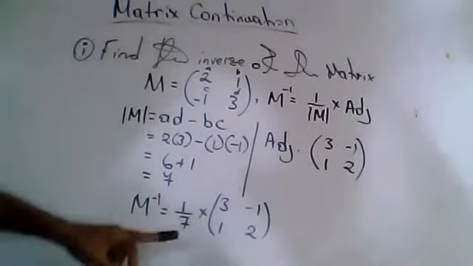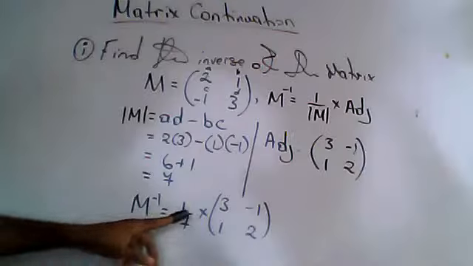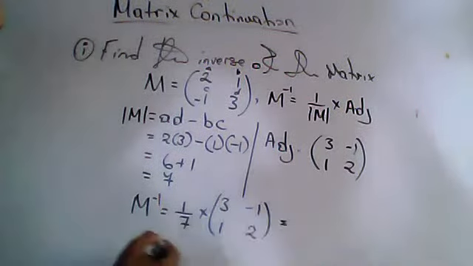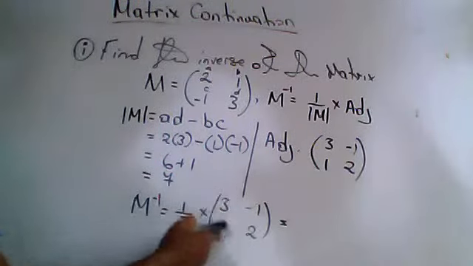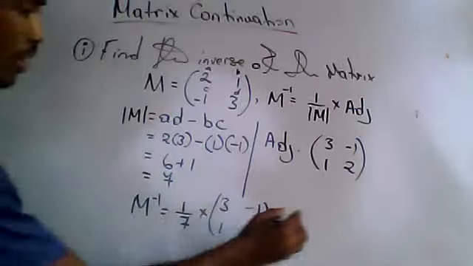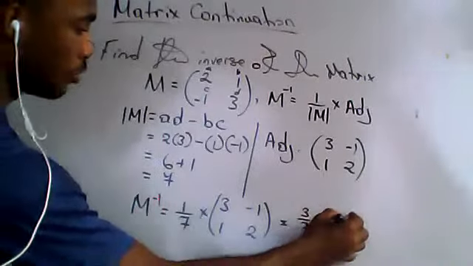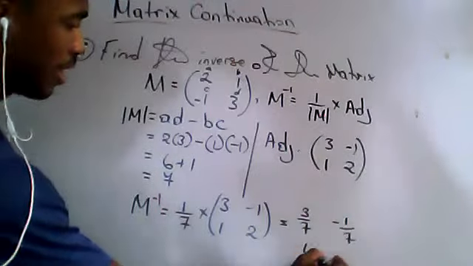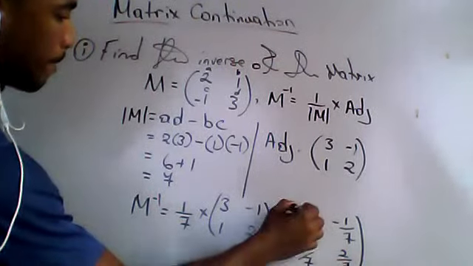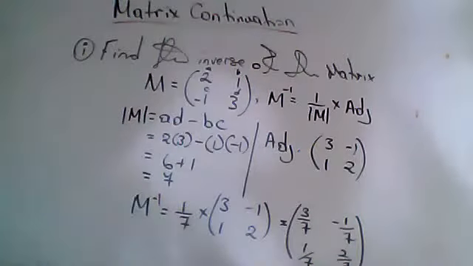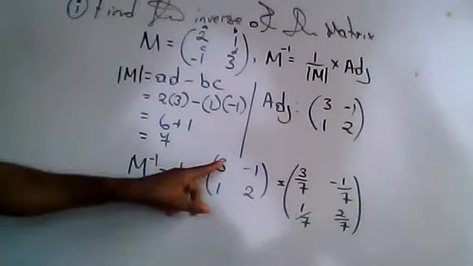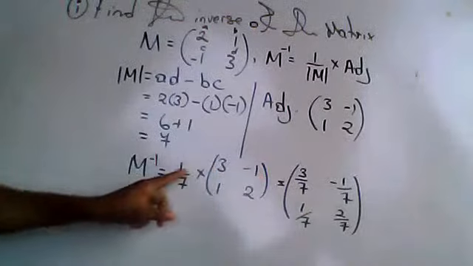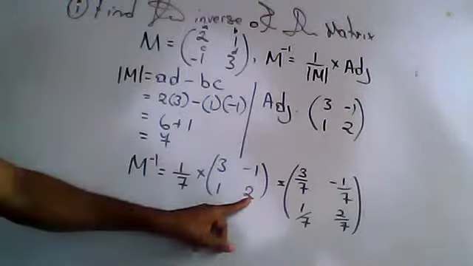So the scalar multiple is 1/7. We're going to multiply each term inside of the adjoint by 1/7. So we're going to have 3 over 7, minus 1 over 7, 1 over 7, and 2 over 7. Everybody understand that? Let me bring the camera down a bit. Everybody understood that? So remember, it's 1/7 times 3, 1/7 times negative 1, 1/7 times 1, and 1/7 times 2.